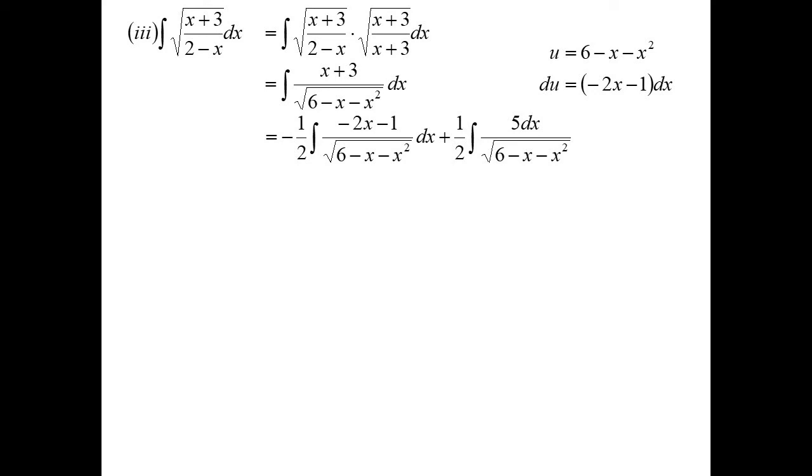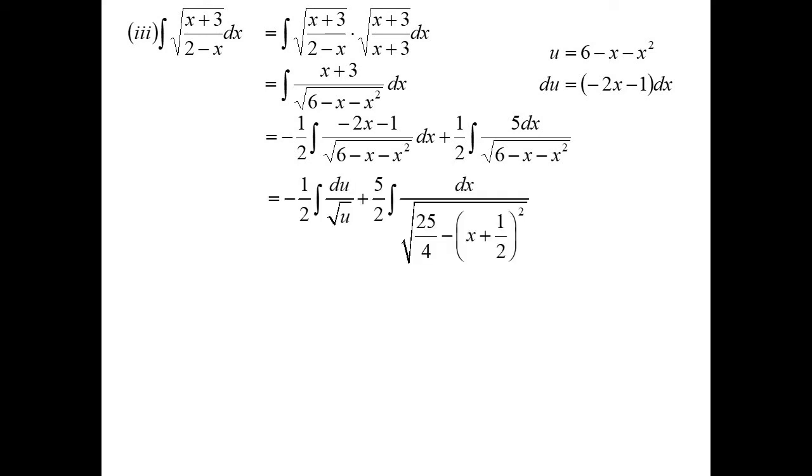I have no idea why I put the 5 inside the integral and the half outside the integral. I mean, why didn't I just put 5 on 2 out the front? It doesn't really matter, I suppose. So again, I've now created du on root u. Excellent, I can handle that. I've got to complete the square in the second one. But again, if you don't see the du on the root u, you can do it via a very simple substitution. Let's complete the square.